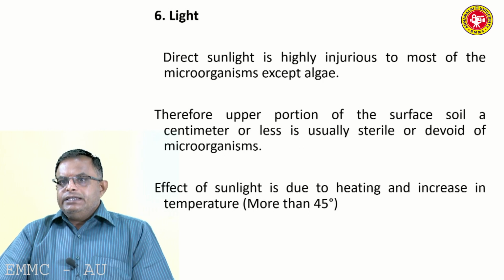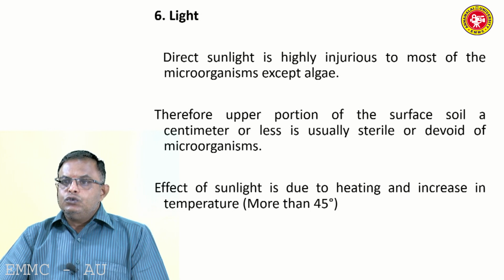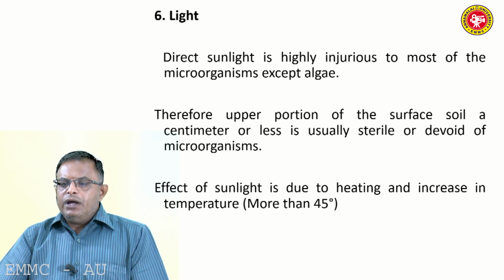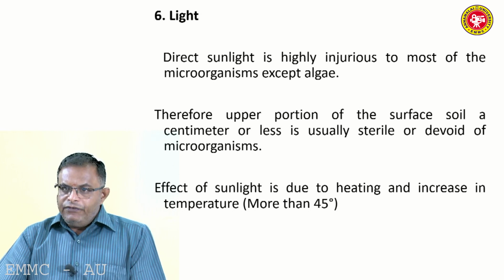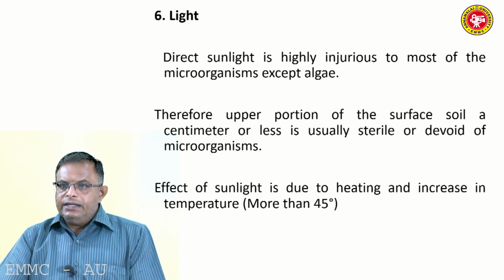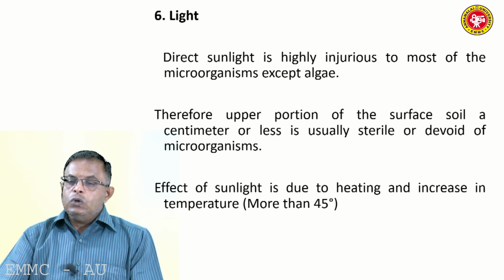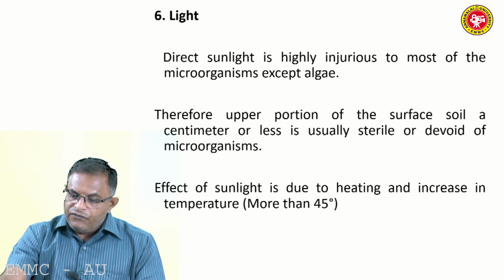The next factor is light. Direct sunlight is highly injurious to most of the microorganisms except algae. Therefore, the upper portion of the surface soil, a centimeter or less, is usually sterile or devoid of microorganisms. The effect of sunlight is due to heating and increase in temperature, which kills the surface microorganisms. So, there won't be any microorganisms at the surface level.